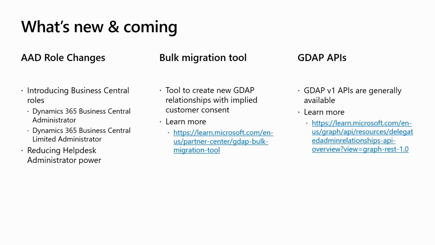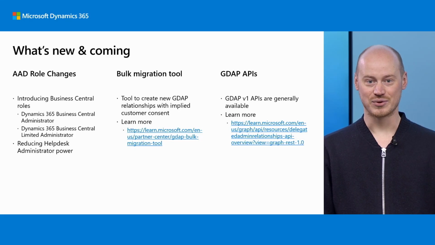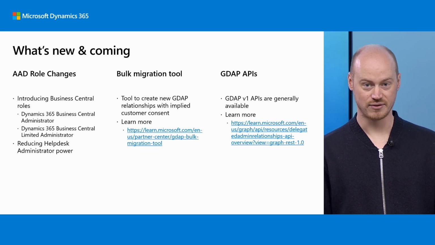This was introduced a year ago, but there's some changes coming, and there's some changes that came out in the recent months that would help you administer these relationships. First of all, for Business Central specifically, we are planning some AAD role changes. So today, the most granular role that would let you administer Business Central customer relationships is the Dynamics 365 Administrator. This role would let you use Business Central on your customer tenants, but also grants access to other Dynamics 365 and Power Platform products. We're improving this by introducing a role that would only let you administer Business Central environments without getting access to other Dynamics 365 products.